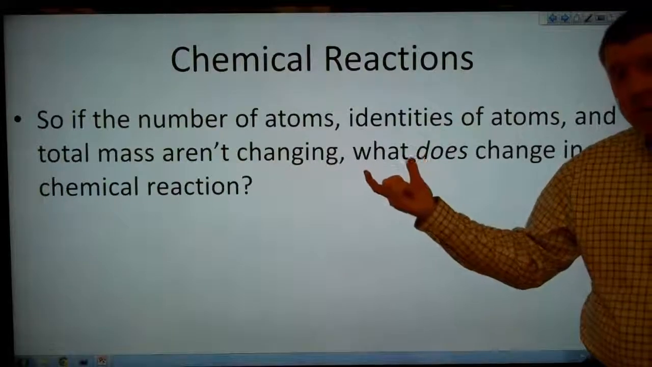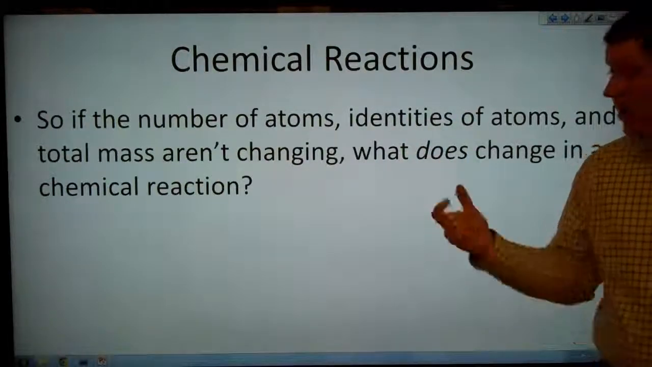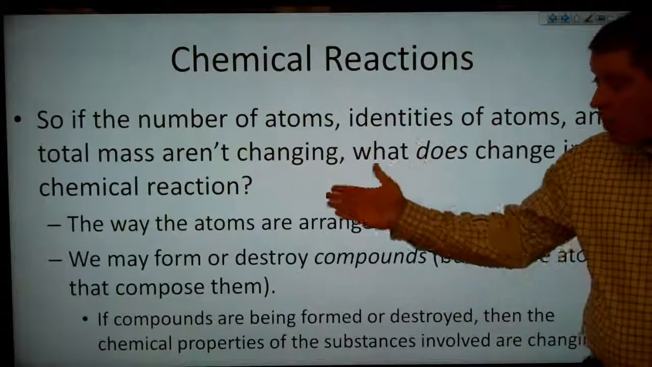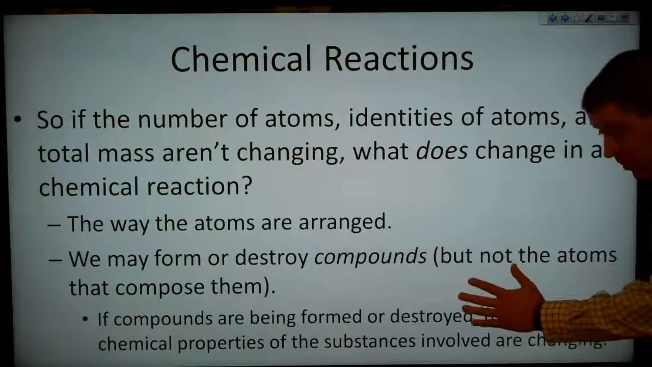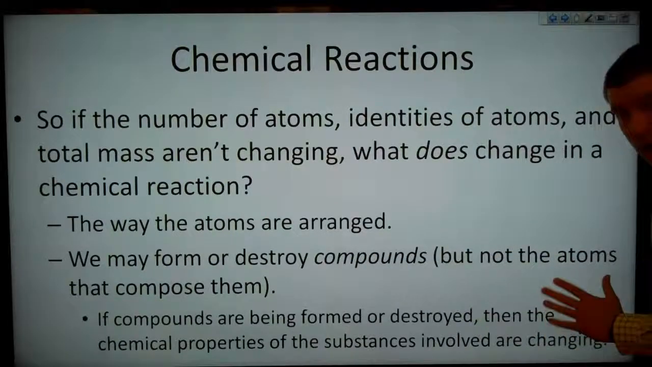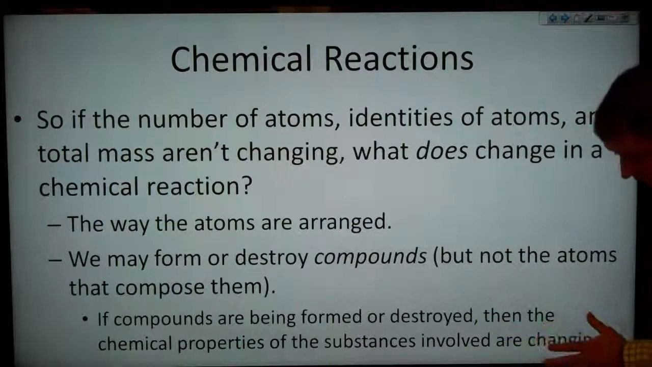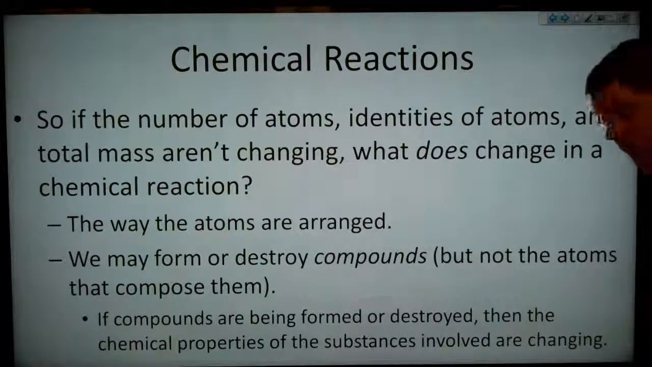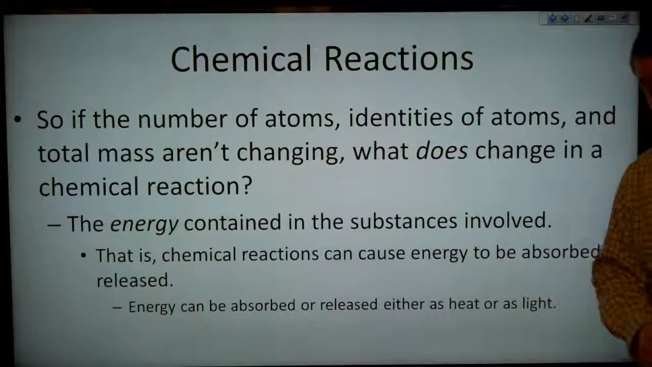So if the number of atoms, the identity of those atoms, and the total mass aren't changing, then what does change in our chemical reaction? Well, the way the atoms are arranged will change. We may form or destroy compounds, but not the atoms that compose those compounds. And if the compounds are being formed or destroyed, then the chemical properties of the substances involved are changing. We also change the energy that's contained in the substances involved in a reaction.